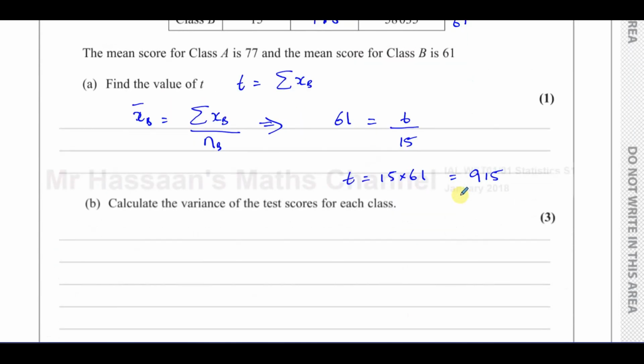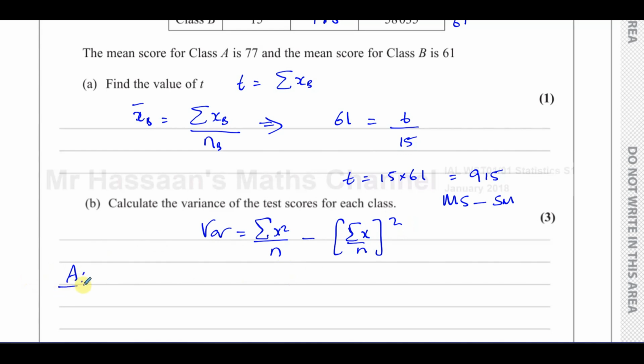Now the variance is given by the equation. The variance is basically the mean of the squares minus the square of the mean. So in this case, it's going to be the sum of the squares, so sigma x squared, divided by the number of entries, that's the mean of the squares, minus the square of the mean. So we find the sum of the squares divided by the number of entries and then square it. So we need to do that for each class.